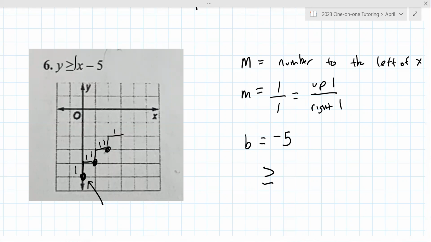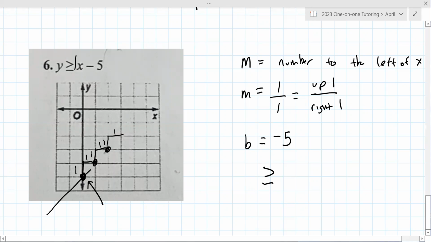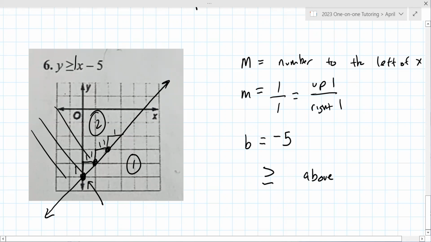Again, you've got to decide, is it solid or dashed? It is solid. And then your next option here is whether you're shading in region 1 or region 2. I would be shading in region 1. Greater than or equal to. You've said them all correctly so far. I'm surprised you missed this one. That means above.